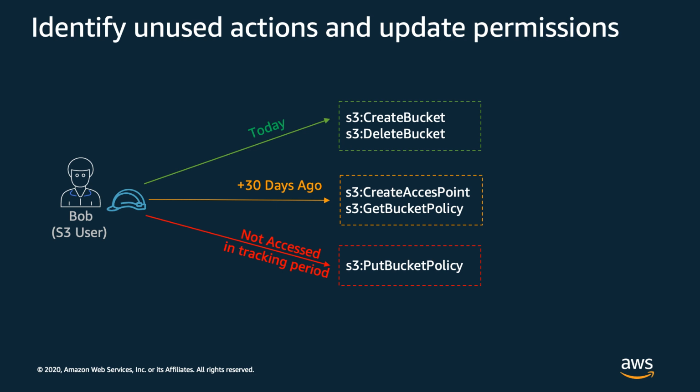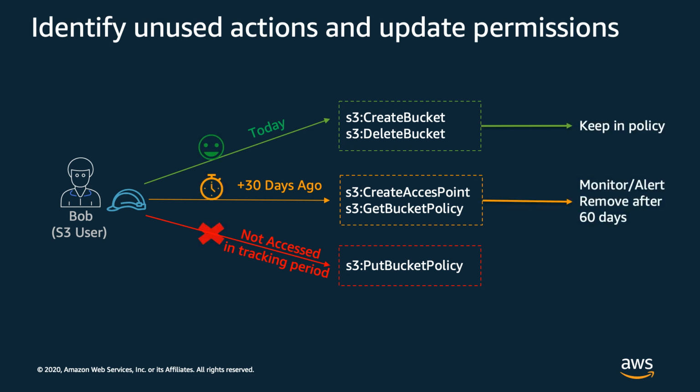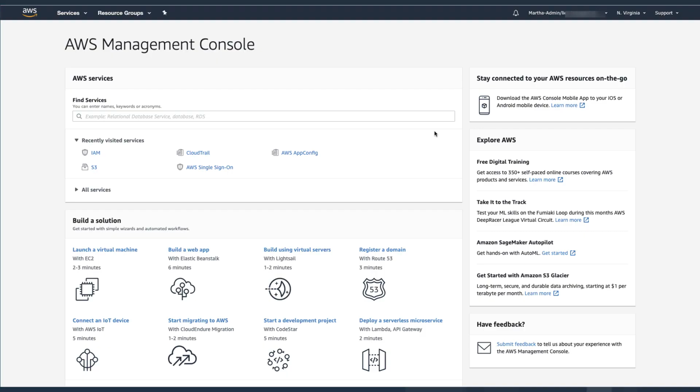She can see that Bob accessed S3 create bucket today, but has not used S3 create access point for the last 30 days and never used S3 put bucket policy in the tracking period. Martha then uses this information to identify the S3 actions that are not used, and she restricts access to these actions by updating the policies. Martha can also programmatically access this information using the AWS CLI, SDKs, or API endpoints if she wishes to automate the process. Let's see this in action.